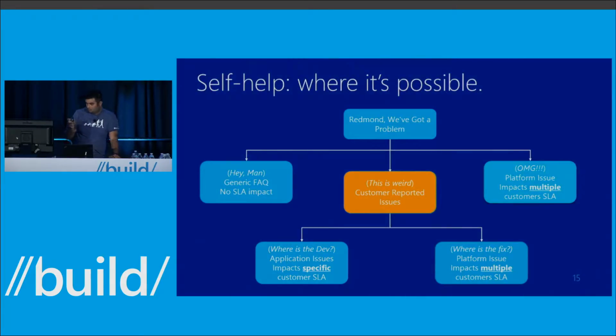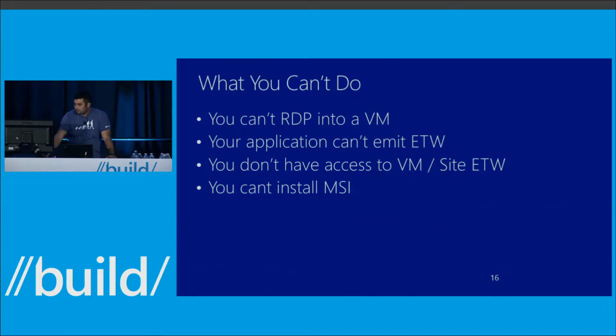So today's session, we're going to focus on the middle category where self-help is possible. This is where you can do something yourself and try and figure out what could be the root cause and things along those lines. Okay. So what you can do today with Azure App Services, you cannot RDP to the VM for obvious design reasons. Your application cannot emit ETW. You don't have access to VM or site ETW, or you can't install any MSI. And it pretty much makes you feel like a cripple.